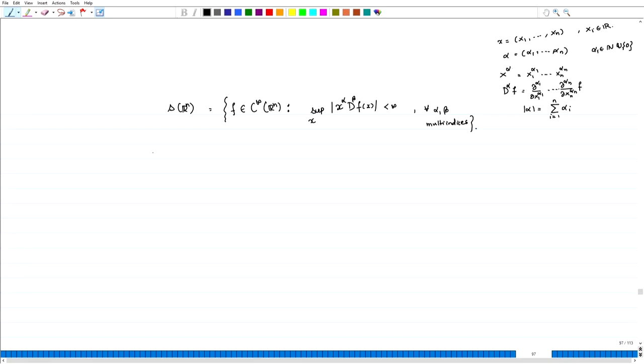For a concrete example, obviously any function which belongs to C_c infinity of Rn belongs to the Schwartz space. And the second example is one of our favorite functions that we have seen, the Gaussian, which in dimension n equal to 1 is e to the power minus pi x square, and here this is going to be replaced by e to the power minus pi |x| square. So easily one can check that this f is in the Schwartz space because it has an exponential decay.